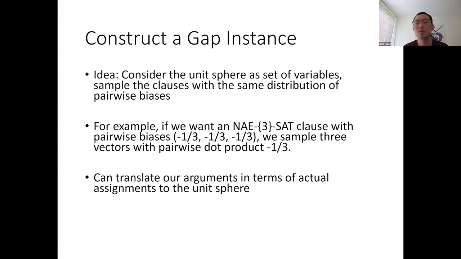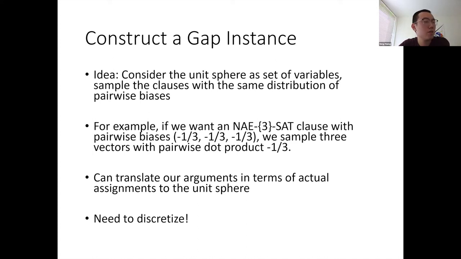So as you can see, if we take the unit sphere as a set of variables, then these vectors themselves form an SDP solution. So this construction preserves the SDP value. And if we can translate our argument to lower bound the performance of actual assignments, then we will obtain an integrality gap. However, this is an infinite instance, so it has infinitely many variables, so we need to discretize.